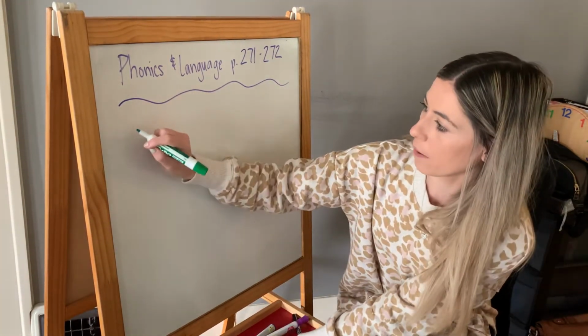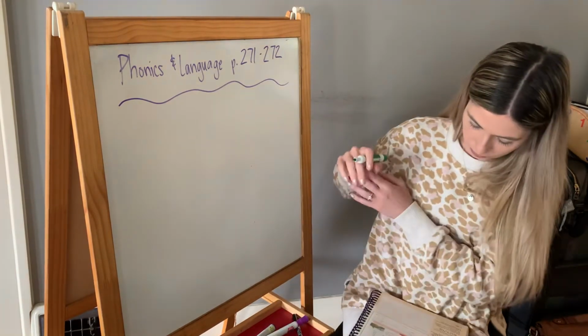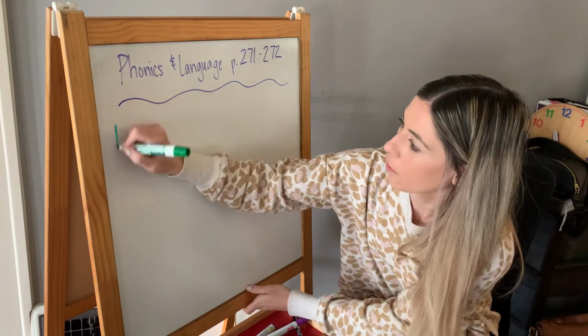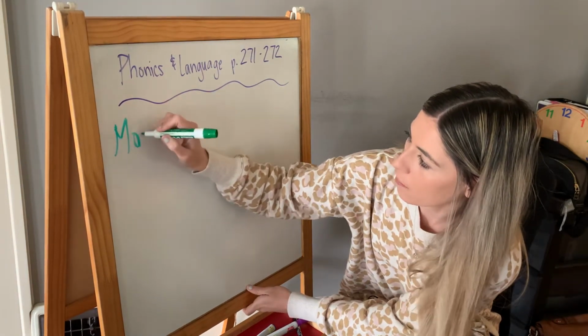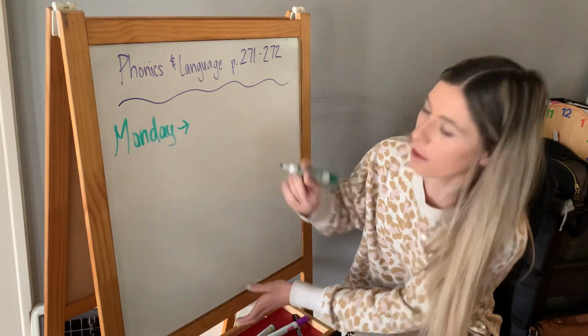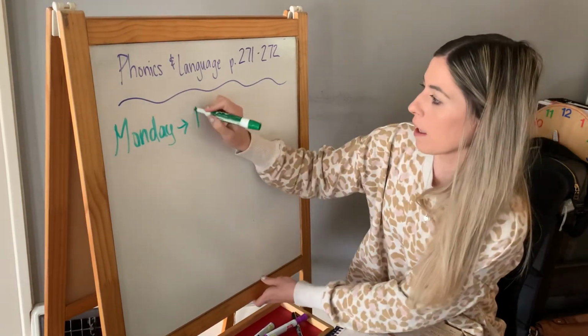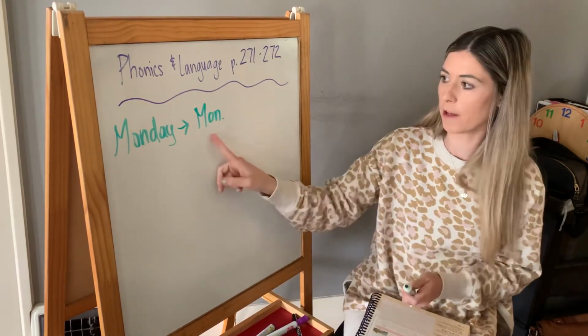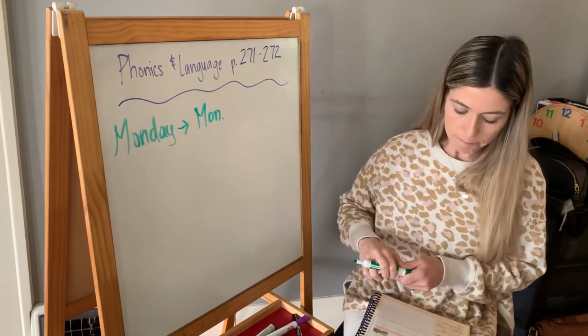One abbreviation that we use all the time, I'm going to show you. We might write the word Monday, but the abbreviation, the shorter way of writing it, would be M-O-N with a period. So that's the abbreviation, the shorter way of writing a word.